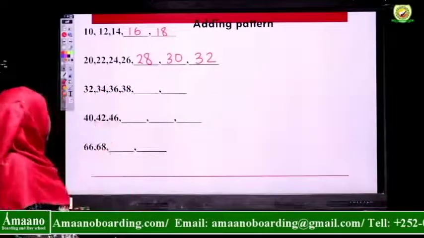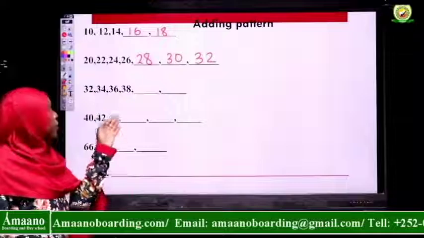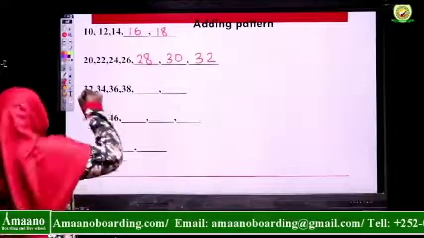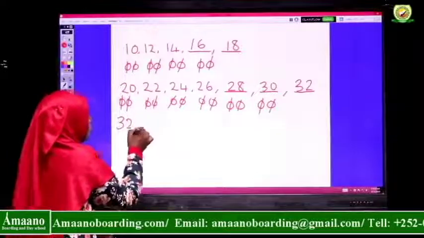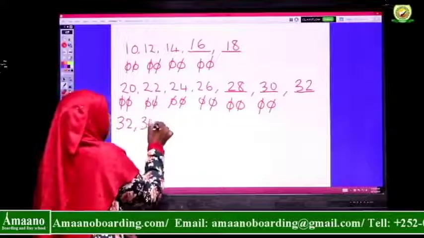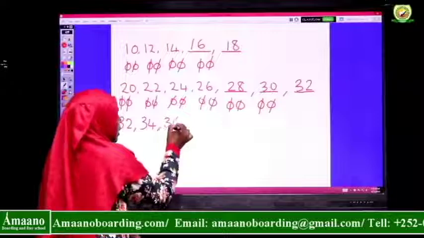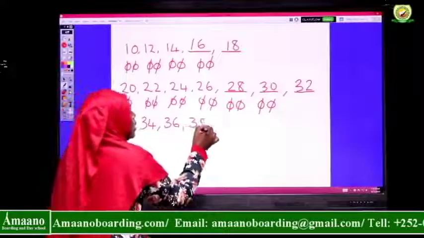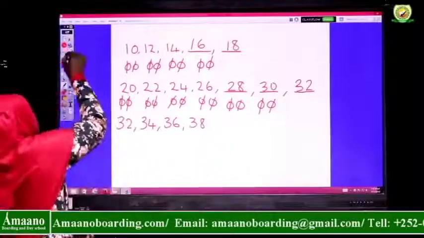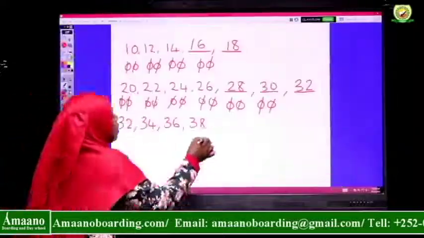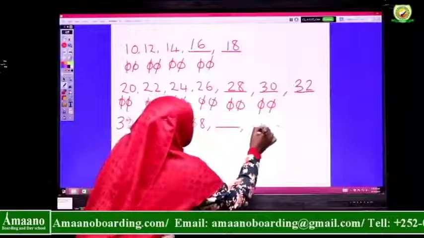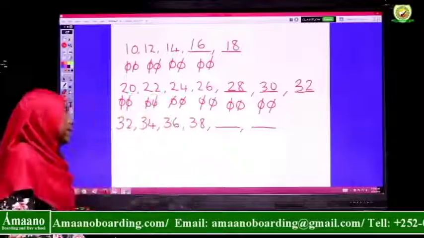Let's try and go a bit faster. 32, 34, 36, 38. 32, comma, 34, comma, 36, comma, 38. How many dashes are after 38? Only 2. Good. Comma, 1 and 2 dash. Now let us continue.